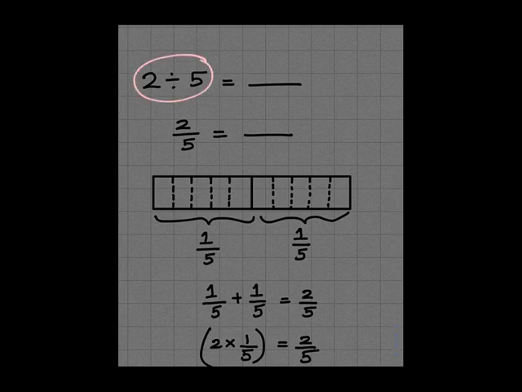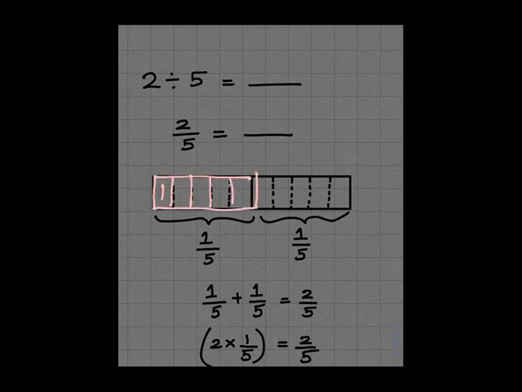Okay, now let us show how to do 2 divided by 5. 2 divided by 5 can be written as 2 by 5. And here is a drawing for 2 by 5. For 2 by 5, I have drawn 2 boxes. And those 2 boxes are divided by 5. So, the first box is divided by 5.